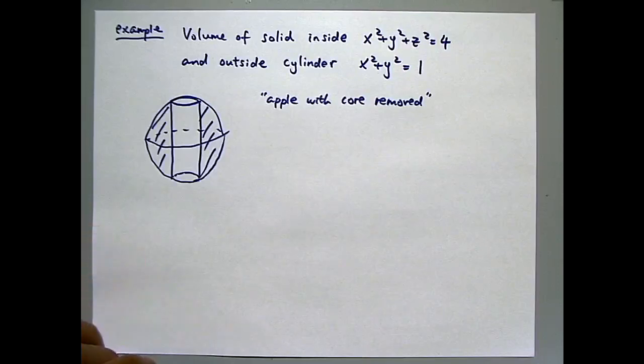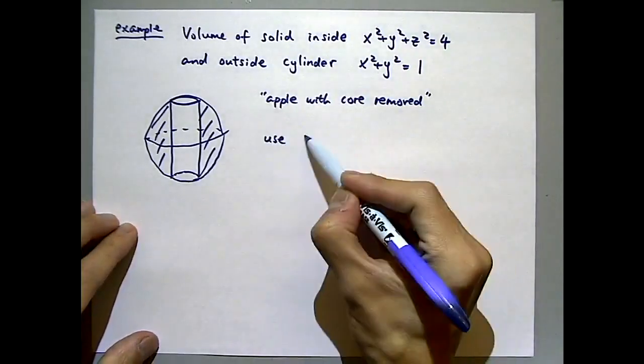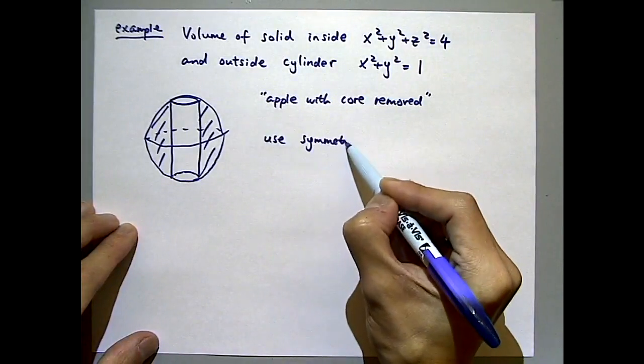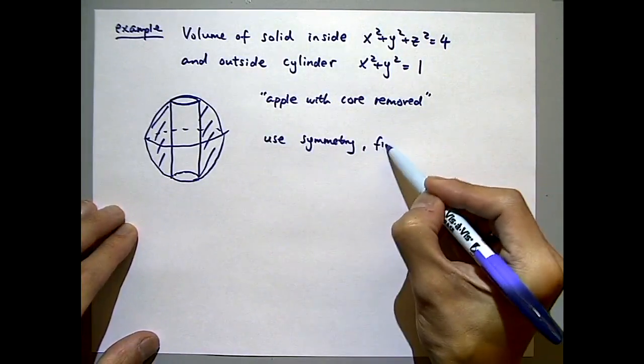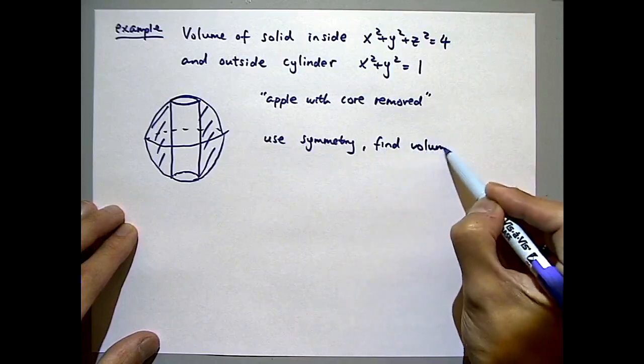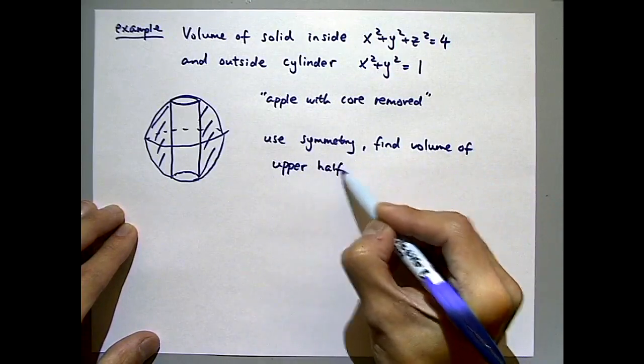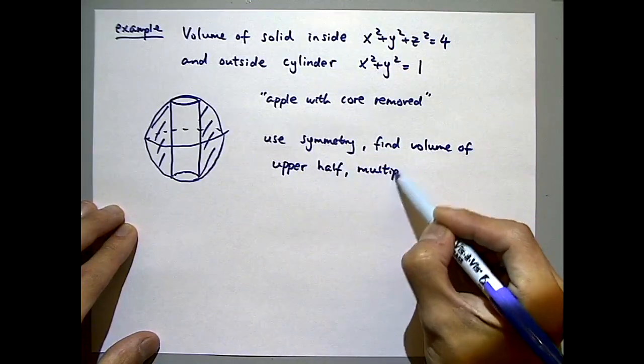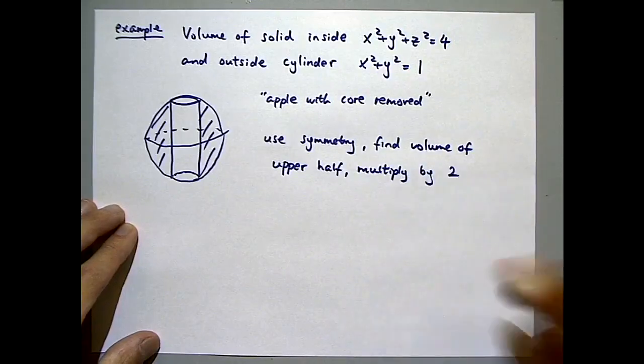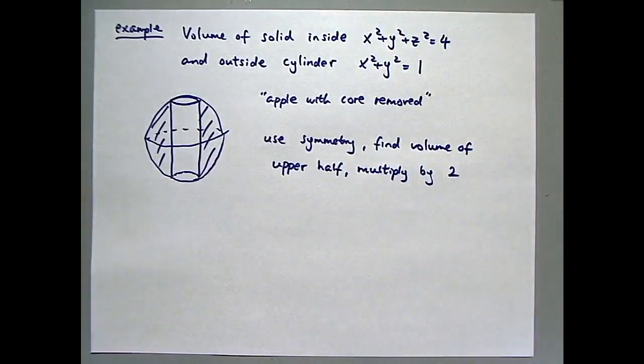So what we're going to do here, we can take advantage of symmetry. We're going to find the volume of the upper half, then multiply by 2. We could have done the same thing with the petal we just did. We could have found the area of half a petal in the first quadrant and multiplied that by 2. There are a lot of chances where you could take advantage of the symmetry.